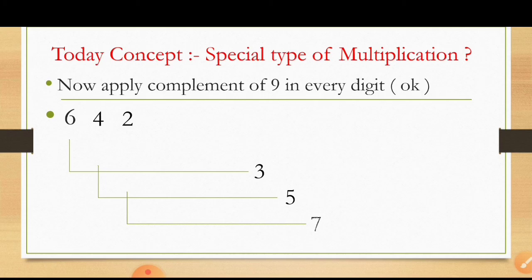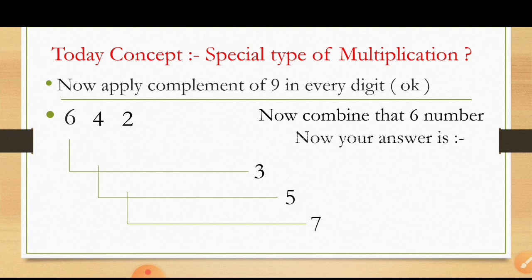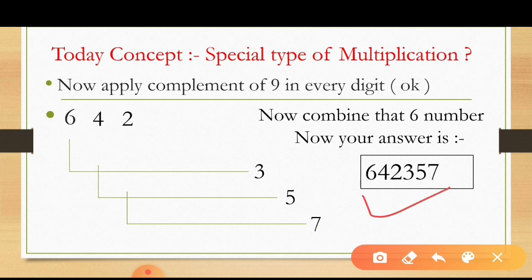Okay, now 2. What is the complement of 2? We can add here 7, then the answer comes 9, means 7 is the complement of 2. Okay, now combine these 6 digits, and your answer comes 642,357.